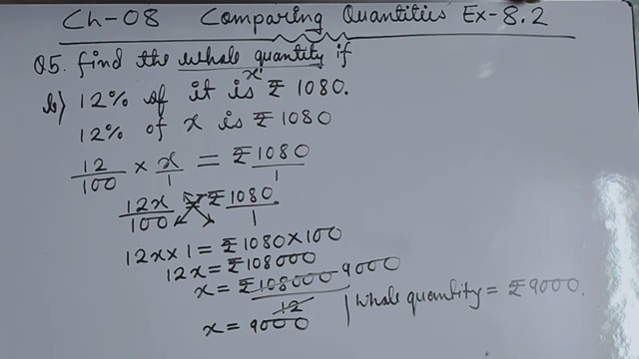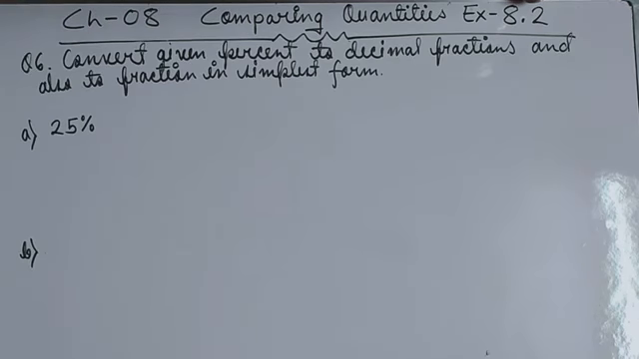Now we'll move to the next type, that is question number 6, in which we have to convert the percentage to what? Decimal fraction, and also converting that decimal fraction into its simplest form. So now let us move to question number 6 of your exercise 8.2. Convert given percentage to decimal fractions and also to the fraction in the simplest form.